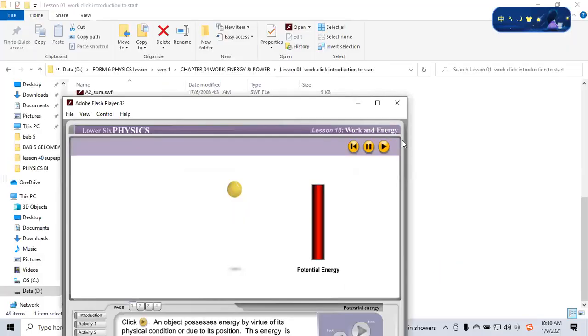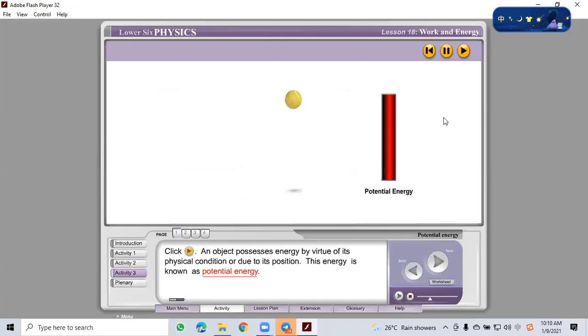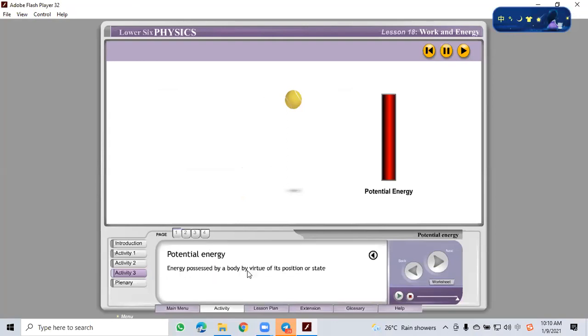Click the play button. An object possesses energy by virtue of its physical condition or due to its position. This energy is known as potential energy. Ladies and gentlemen, potential energy is the energy possessed by a body by virtue of its position or state. That means the position is the distance difference from the surface of the Earth.